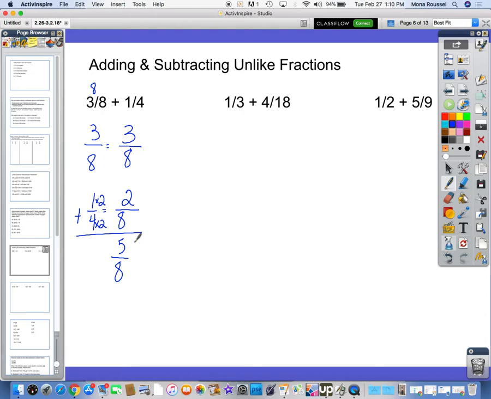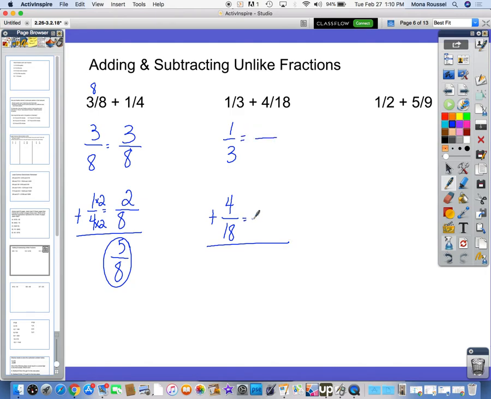Then we have to ask ourselves when we're finished, is this an improper fraction? It's not, and then we have to see if it can be reduced. There's nothing that can go into both 5 and 8 evenly, so 5/8 would be the reduced answer. If we move into the next example, 1/3 plus 4/18.